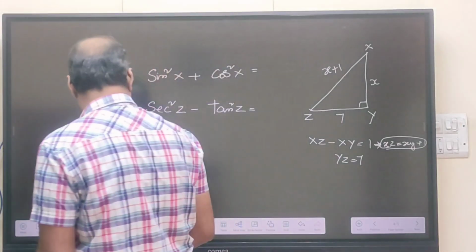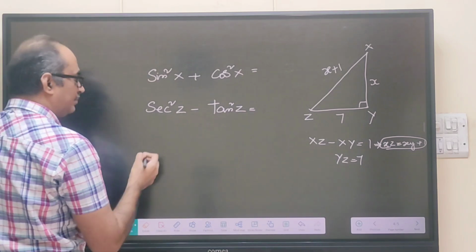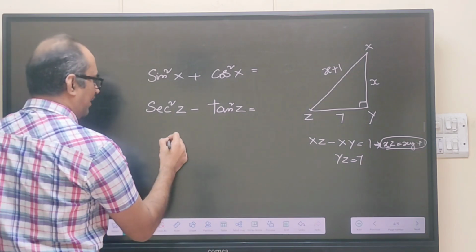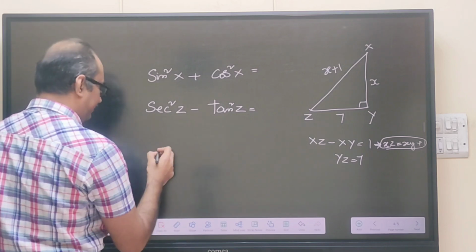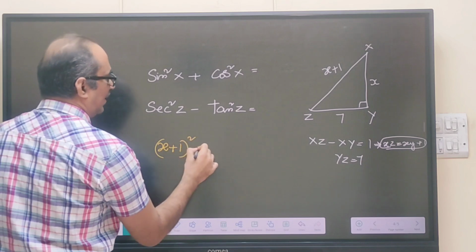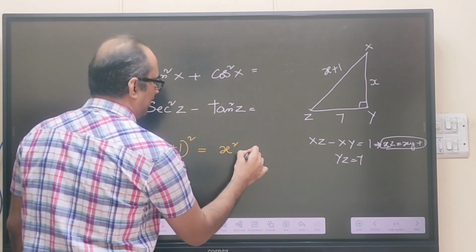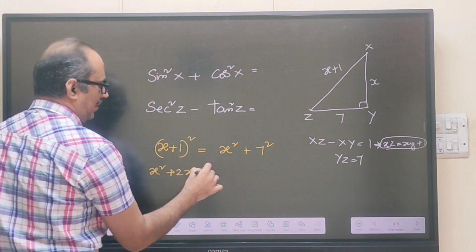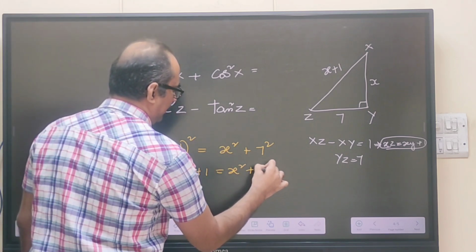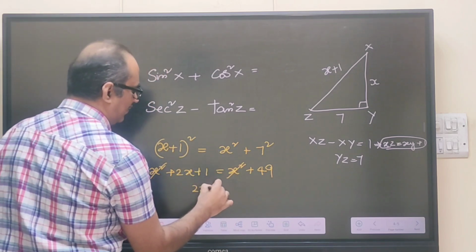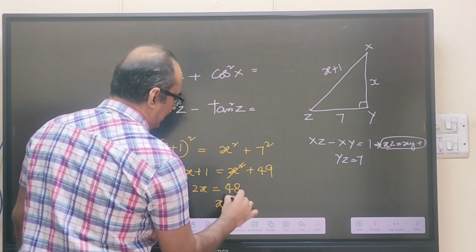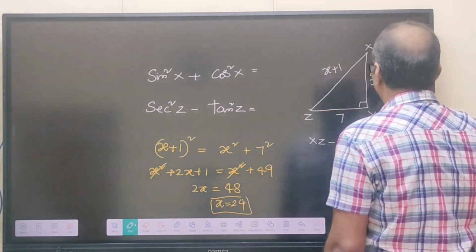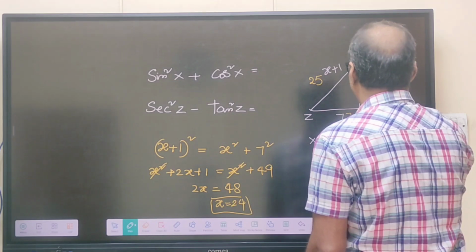Let's apply Pythagoras theorem now. x plus 1 whole square equals x square plus 7 square. Let's open the brackets. We have x square plus 2x plus 1 equals x square plus 49. X square cancels. We get 2x equals 48. x equals 24. If x is 24, then what will be x plus 1? 25. That means the sides of this right angle triangle are 24, 7 and 25.